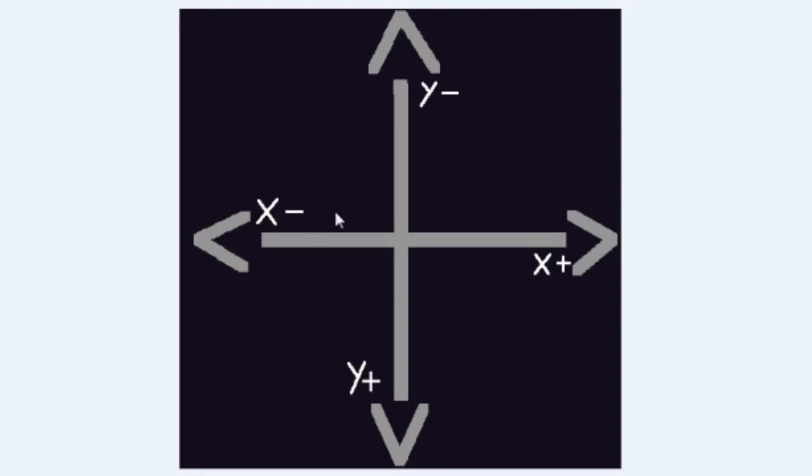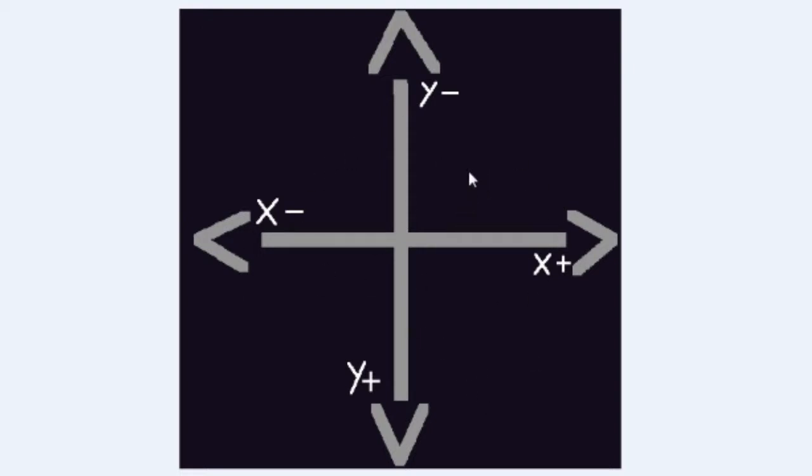So the way I remember this easily is going from 9 o'clock, going clockwise, it goes negative, negative, positive, positive, and it also alternates x, y, x, y. So it's negative x, negative y, positive x, positive y. That's basically the way the coordinate system works.